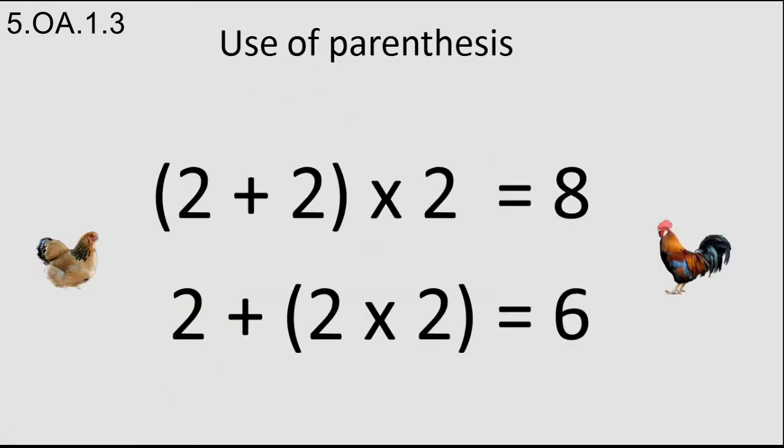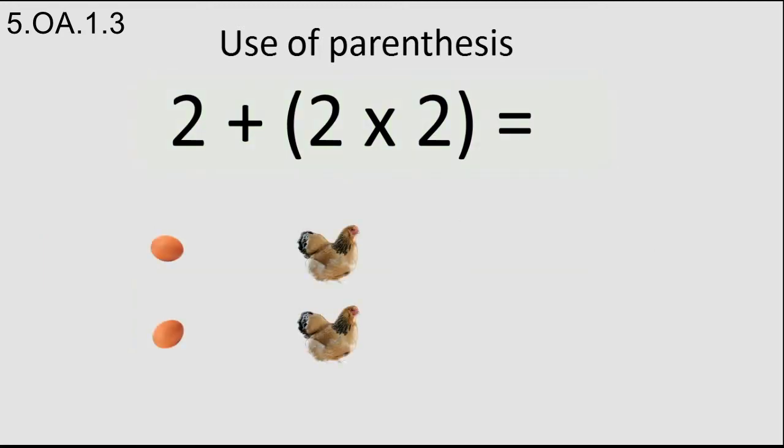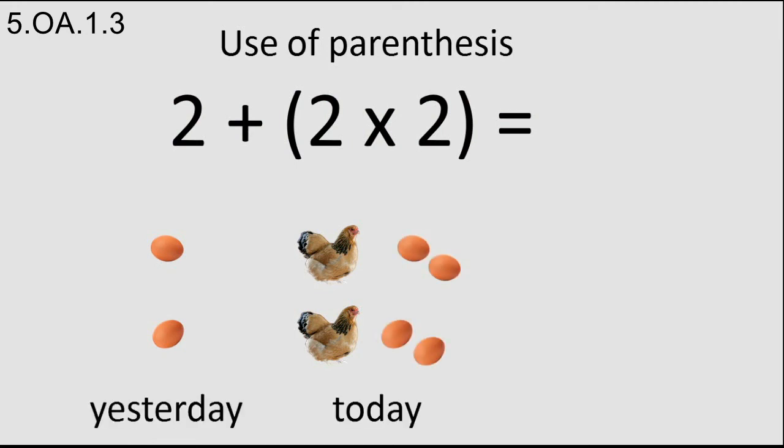Let's see now when the second form is useful in real life. Let's say we have 2 eggs from yesterday, and today we have 2 hens. Each hen makes 2 eggs each day. We have to calculate the total number of eggs.